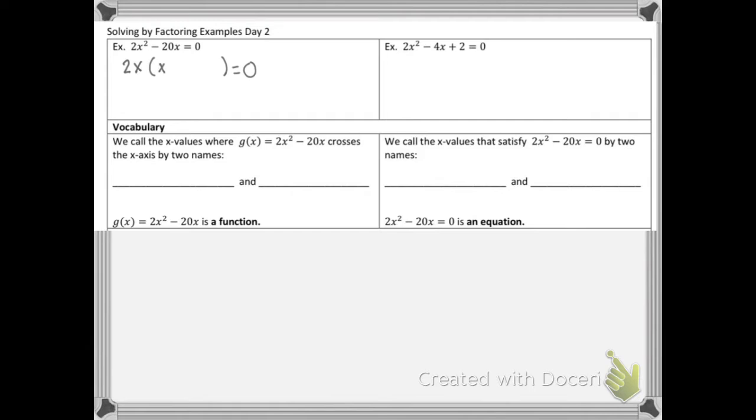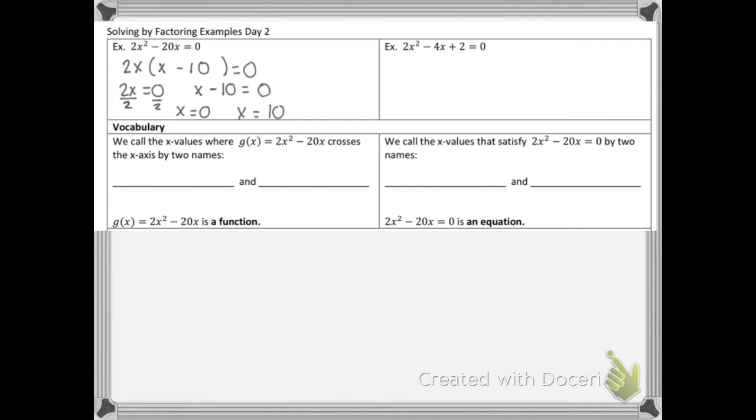Dividing out a 2x, we're left with x minus 10. Then we're going to set each factor equal to 0 and solve for x. So the first one, dividing by 2, 0 divided by 2, we just get x equals 0, and our second solution is x equals 10. Let's go down and talk about a little vocabulary before we do the next example.